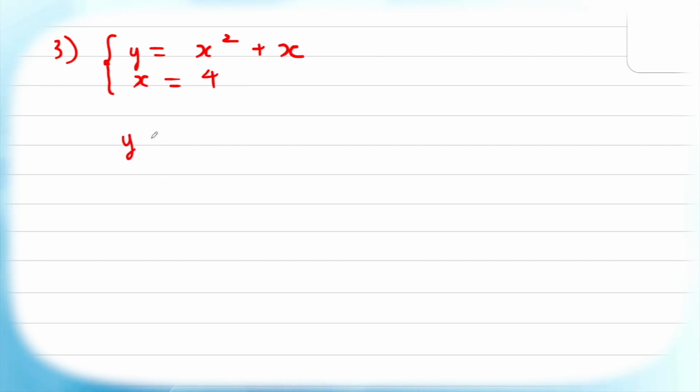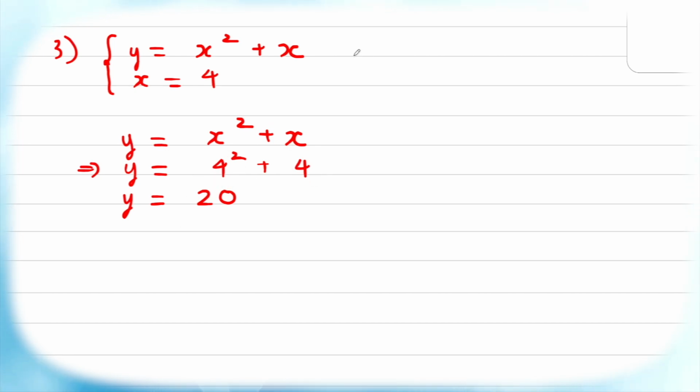Because the first one you got y equal to x squared plus x, and then you got x equal to 4. This means you can substitute for the position of x. I have y equal to 4 squared plus 4 here. And for now, y will be equal to 20. 16 plus 4 equal to 20. And corresponding x equal to 4, y equal to 20. This means you will get the point 4 and 20.